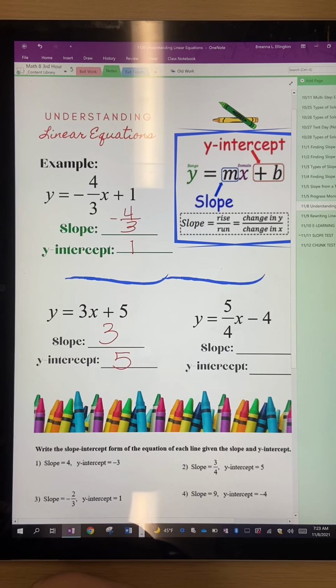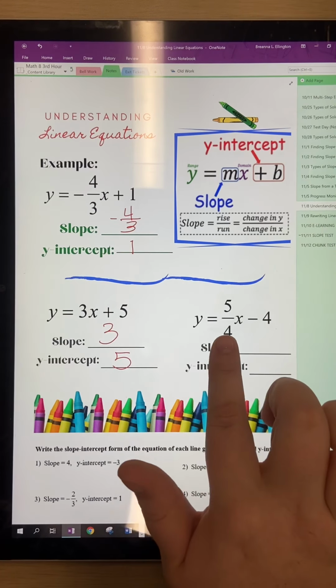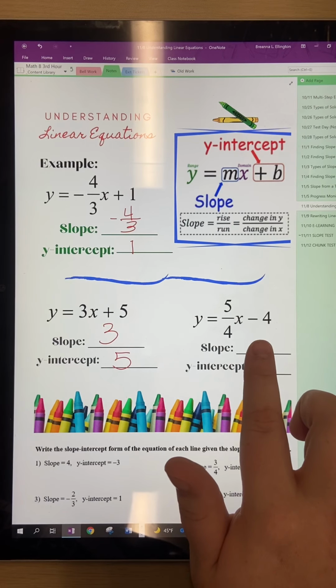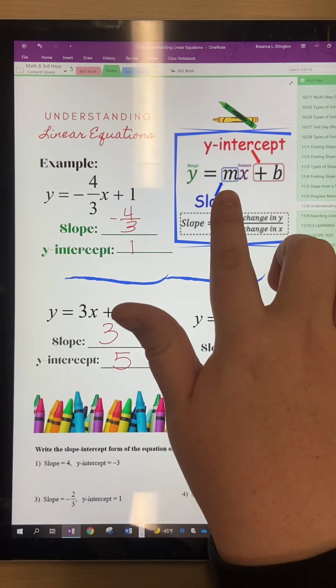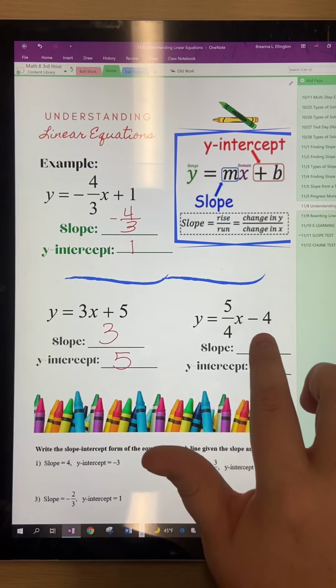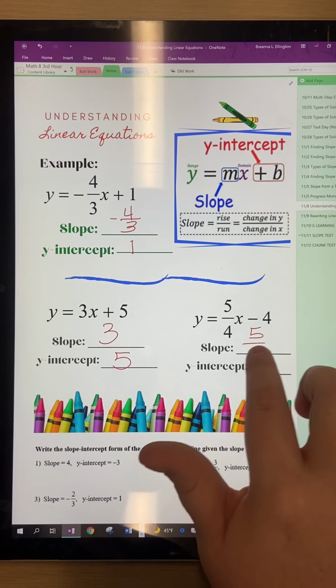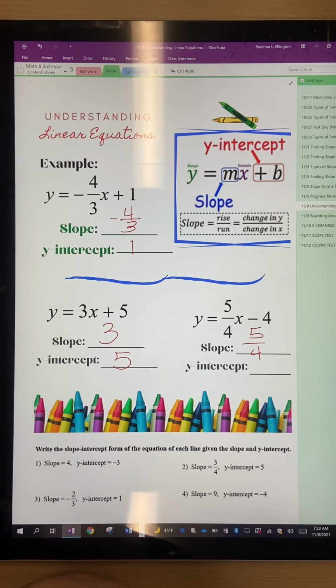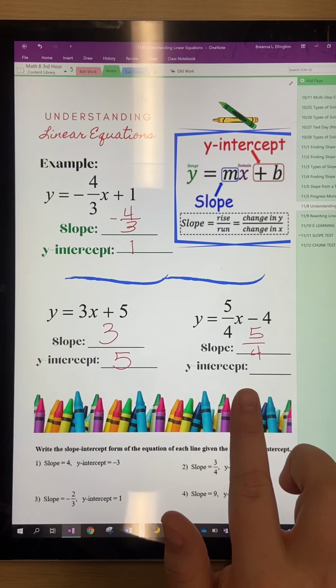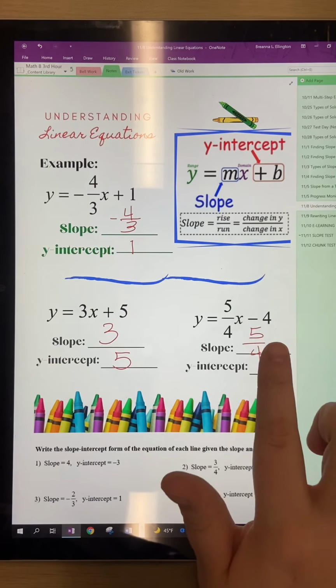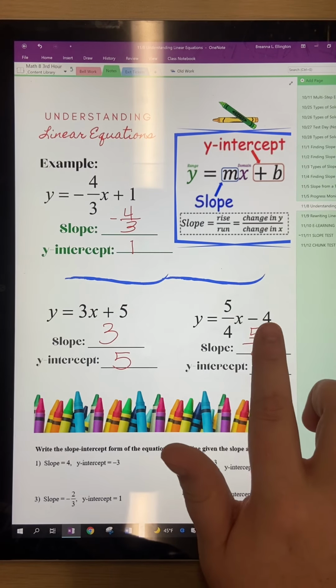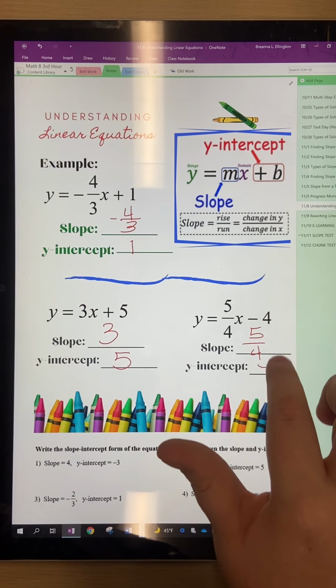Okay? And then the last example, y equals 5 over 4x minus 4. Your slope is connected to x. So the 5 over 4 is connected to the x. So you're going to put 5 over 4. All right? And then your y-intercept is that number at the very end. Your number at the very end is negative 4. So you're going to put negative 4.